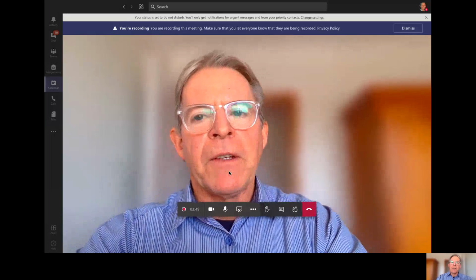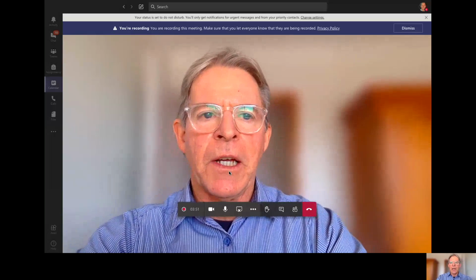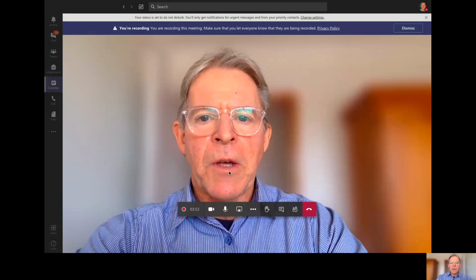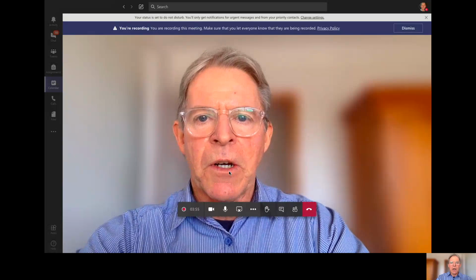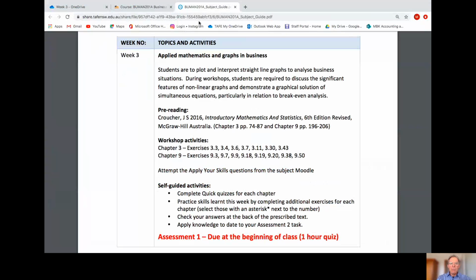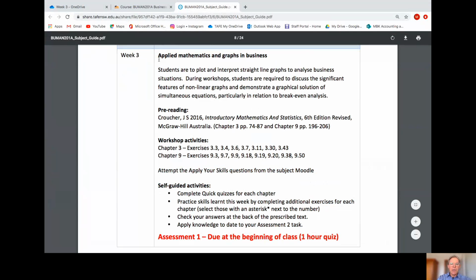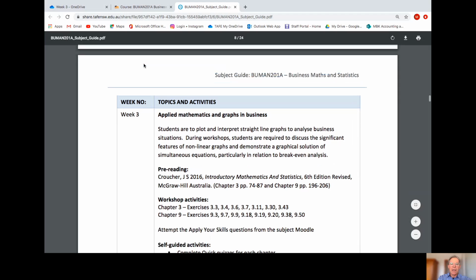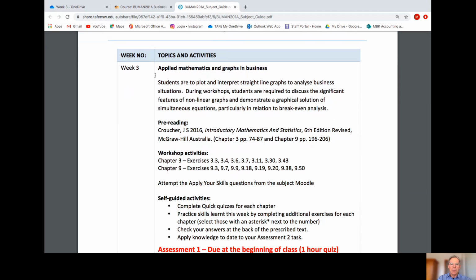We're looking at graphing and solving simultaneous equations today. So let's go straight to the subject guide, which is our roadmap for study. It's important for us to follow this carefully, both teachers and students, each week.